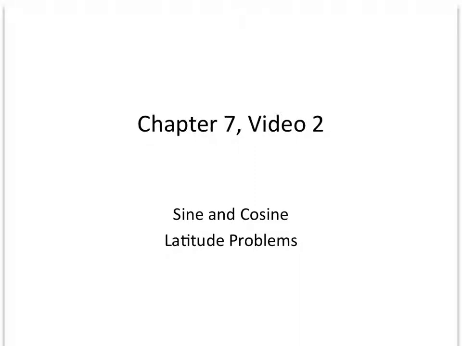So for video 2 for chapter 7, we're going to look at two different topics. One is sine and cosine values in the different quadrants, and the second are latitude problems, which is an application, another type of word problem.